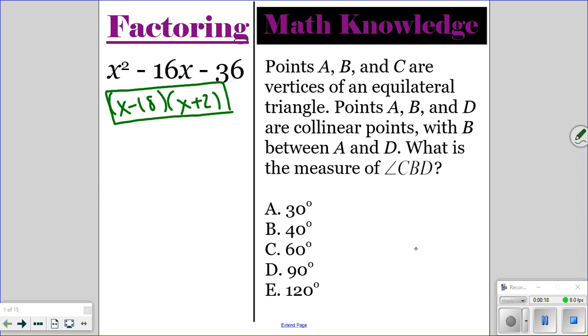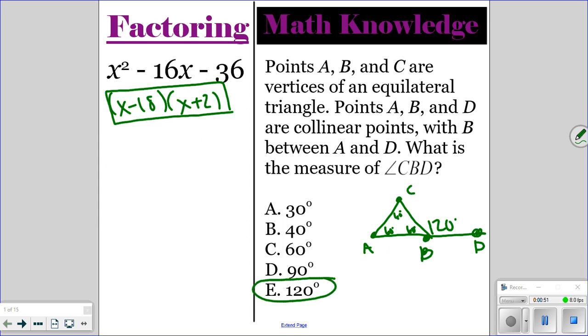For the math knowledge question, we're going to have points A, B, and C, and it says that points A, B, and D are collinear. And so ABC is our triangle, and it says it's equilateral. So that means that each of these are 60 degrees. And it wants to know what is the measure of CBD. Well, it's going to have to be 120 degrees. So that would be your answer for your math knowledge question.